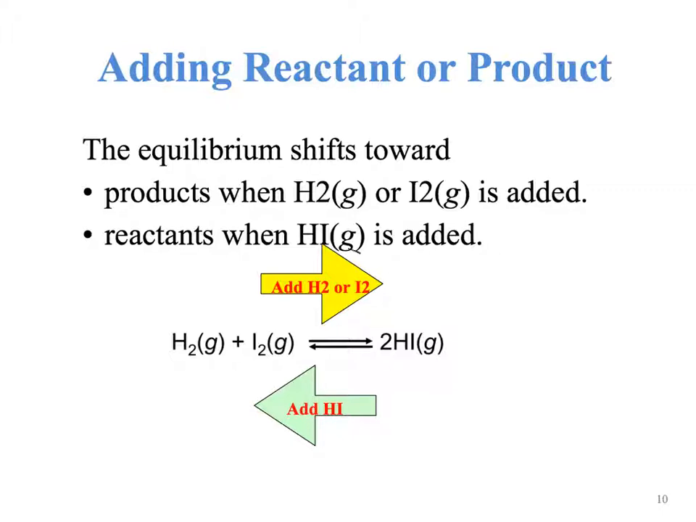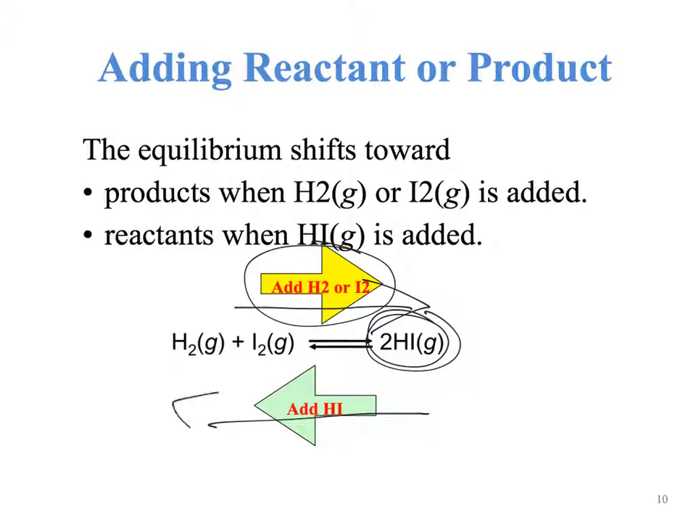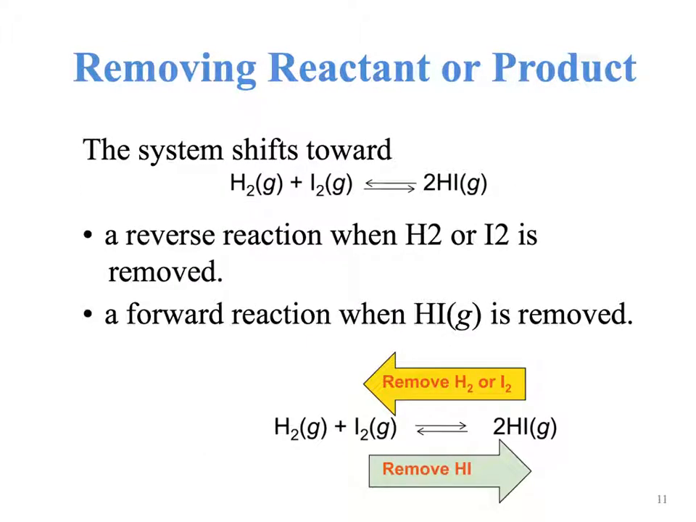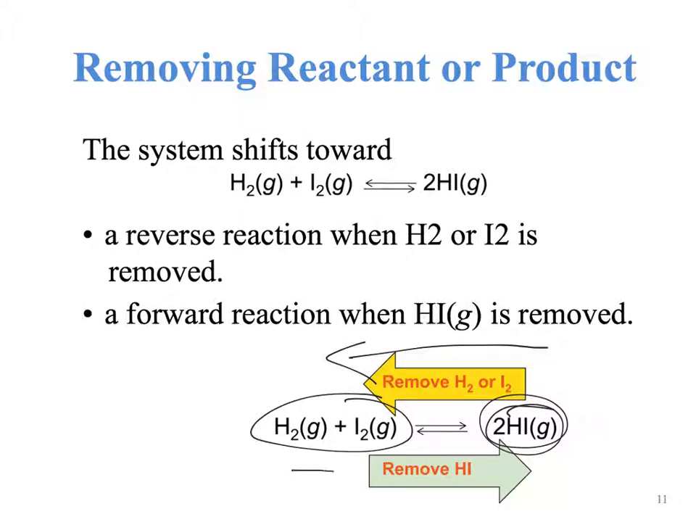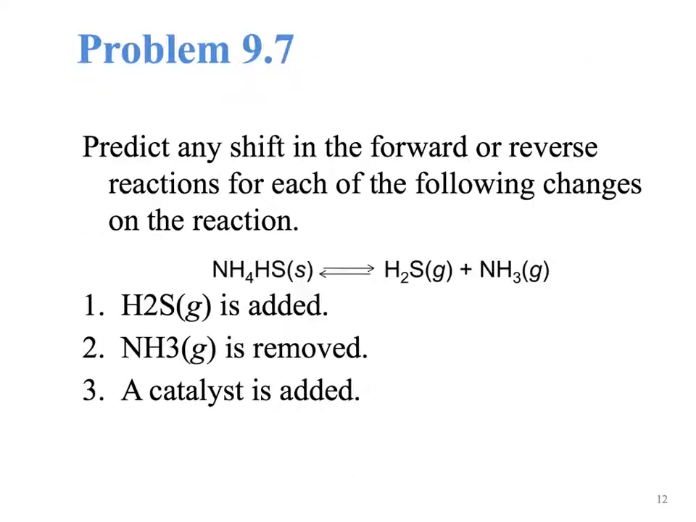So if we add hydrogen or iodine, we're favoring the forward reaction. If we add more of HI, we will favor the reverse. Again, we can do removing the reactants. If we remove any of these, the equilibrium will favor the reaction that makes more of it, which is the reverse. If we remove some of these, the equilibrium will favor the forward reaction because it's the one that makes more of it.